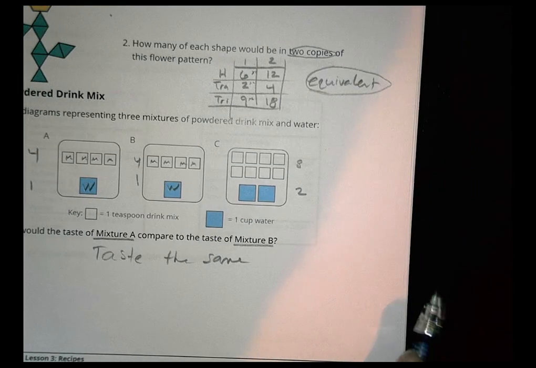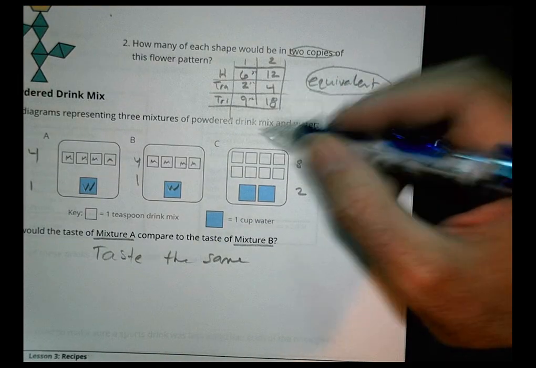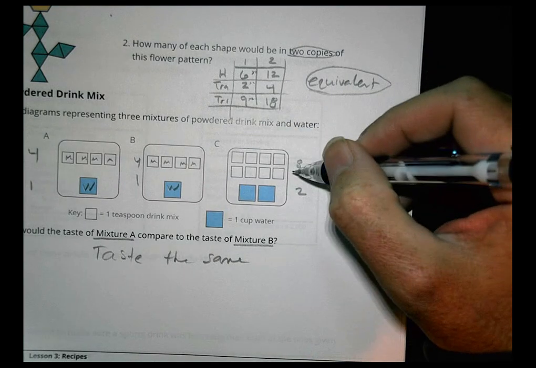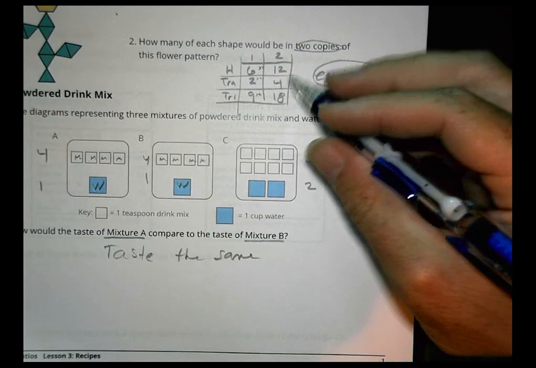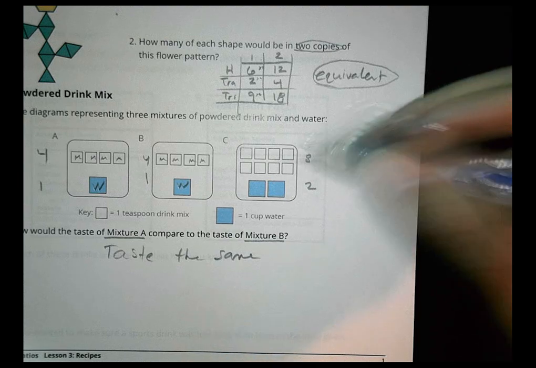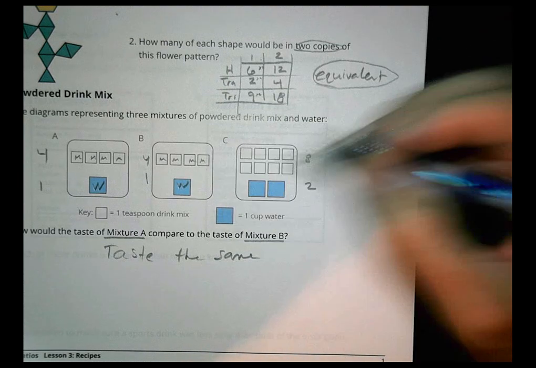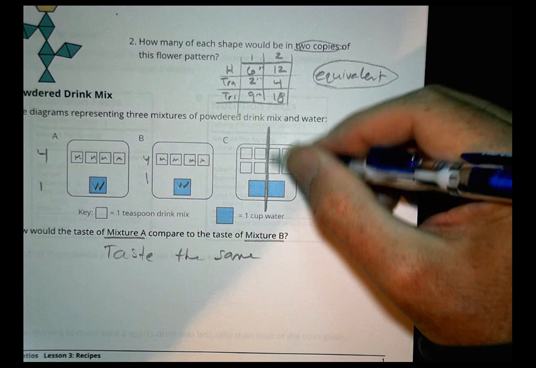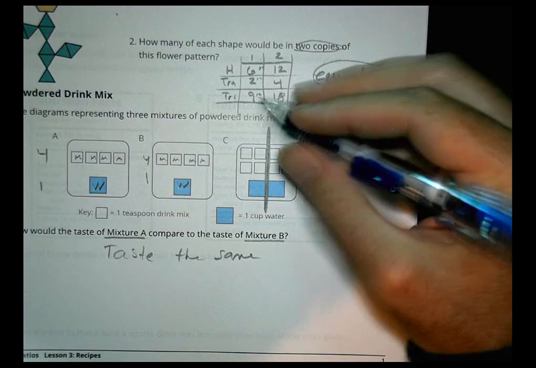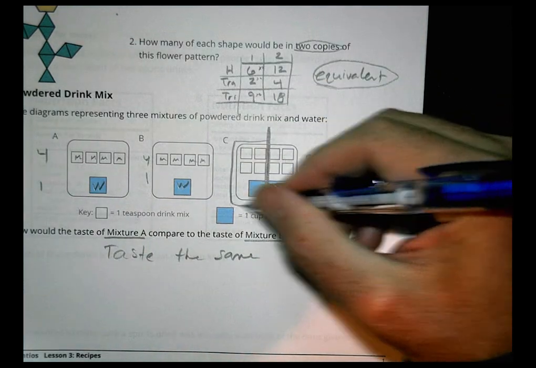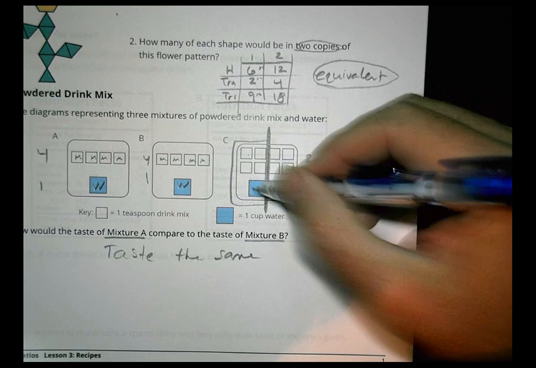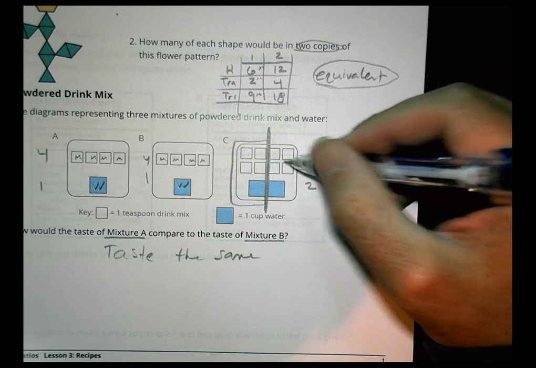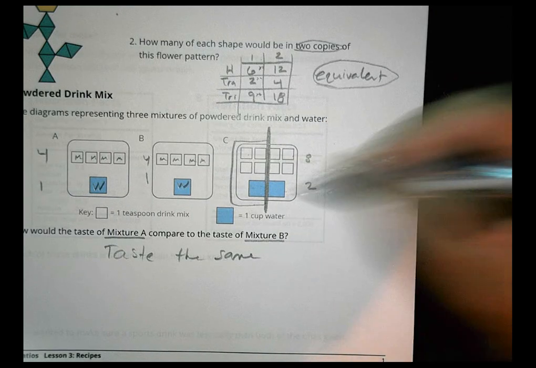Well, let's go back and take a look at this one. All right? What would happen if we recognize that in C, yes, I have a lot more ingredients, a lot more scoops of mix and cups of water than A and B, but what happens if I draw a line right down the middle? What do you notice about this group right here? I have 4 to 1 as a ratio. What about this group? 4 to 1.